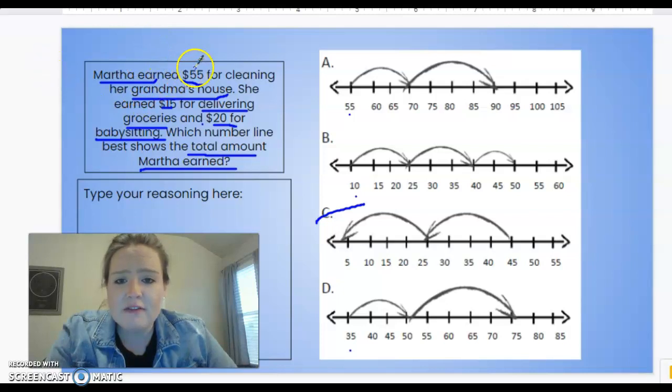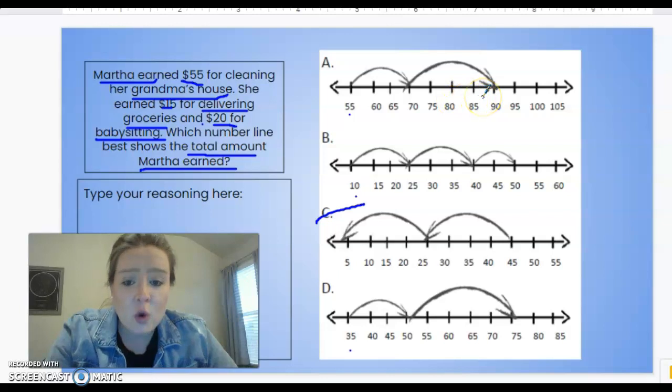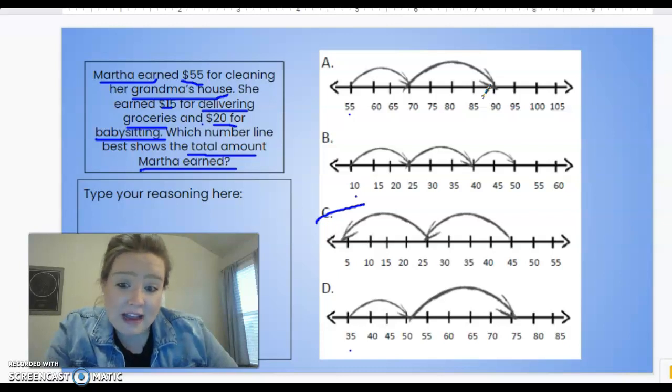She earned $55 for cleaning. Okay, so here's the $55. This is where she started. Then she earned $15 for delivering groceries. Well, what do these count by? 55, 60, 65, 70, 75, 80. What am I counting by? Good. I'm counting by 5s.